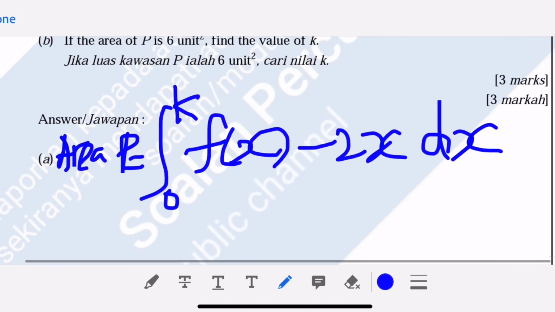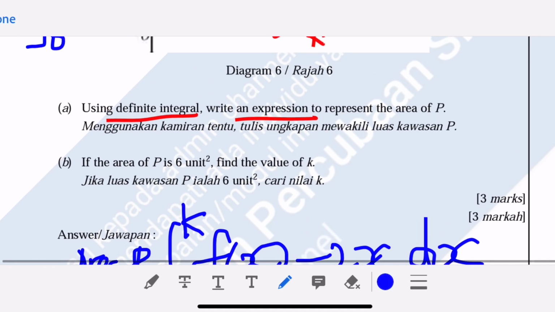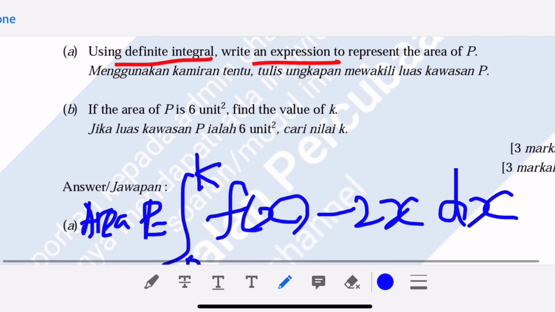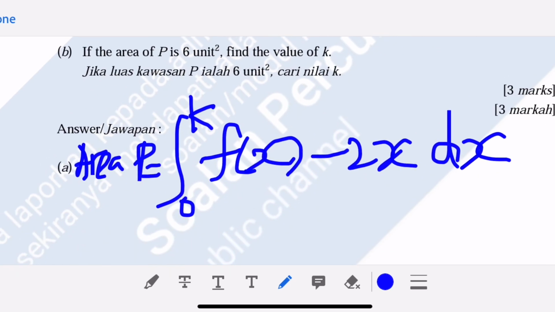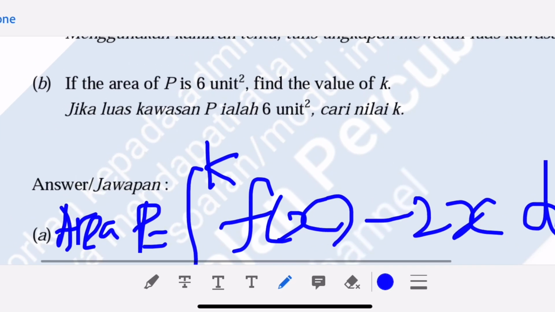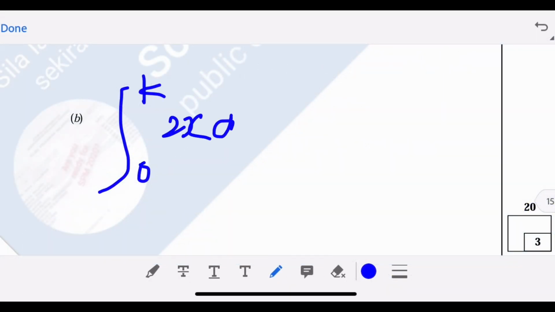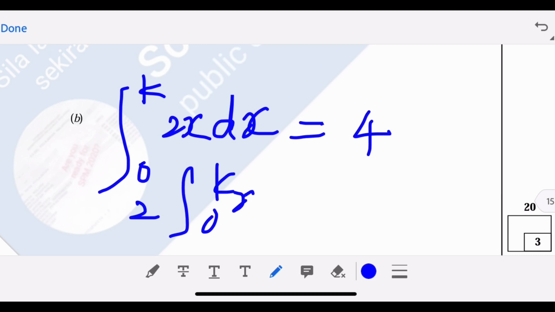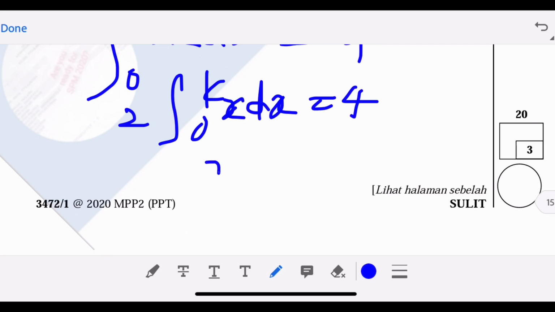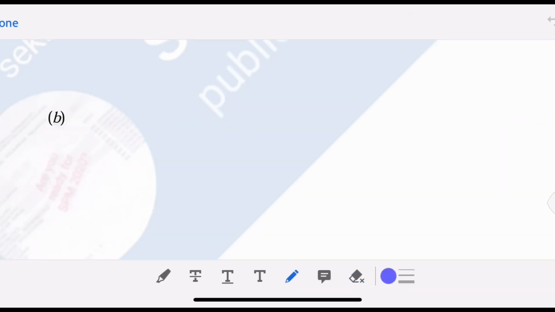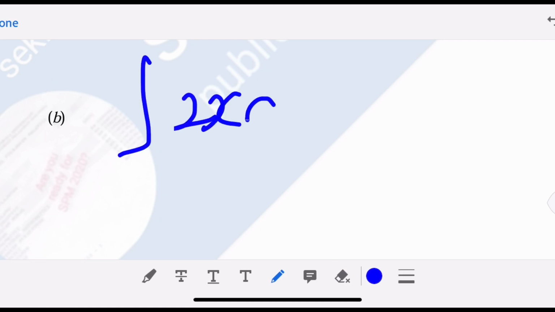So now I will write down the integral sign for 2x dx from 0 to k equal to 4. Then I will integrate and substitute the limit k, then I can solve for k. Agree? So let's see how to do it. So now I'm going to show you how to do the next one. I will just integrate the 2x. So now I integrate 2x dx from 0 to k.